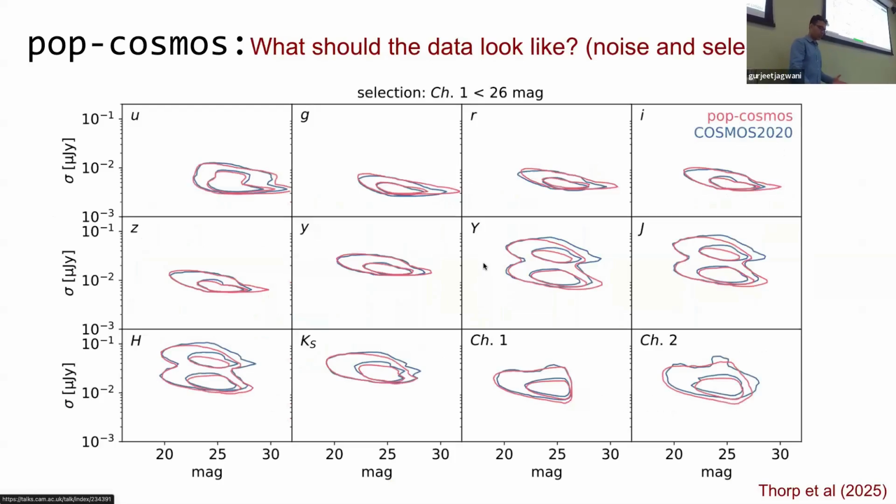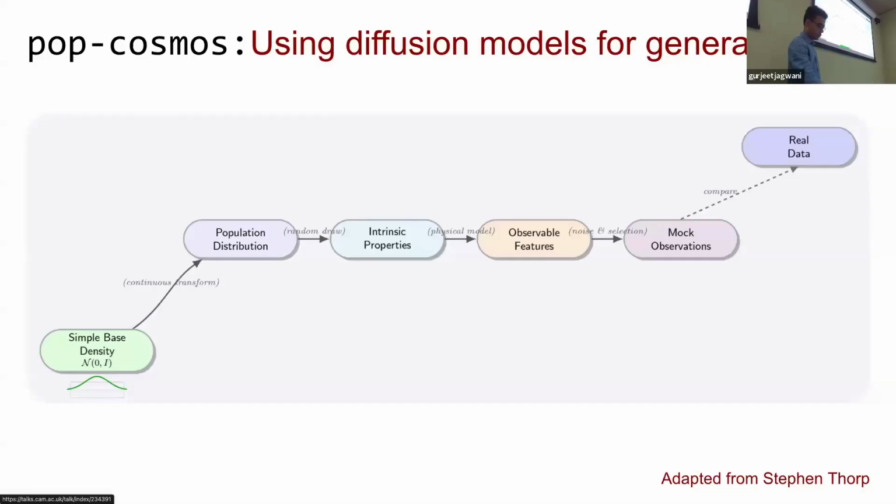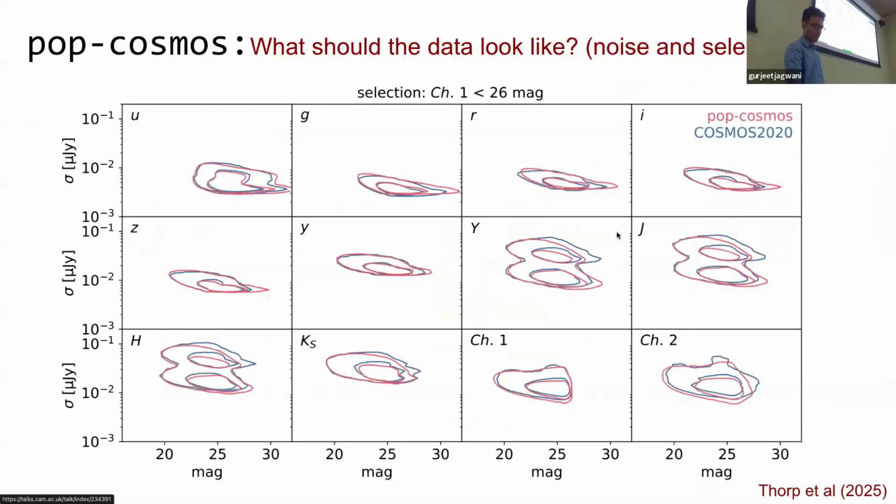So the next question is, what should the data itself look like? If I go back again and show this flowchart, we go from some random distribution, we put it in our emulator, we get some observable features, and then what we want to do now is add noise and selection cuts. Normally when you observe from a telescope, it's not going to be a perfect observation of the galaxy. There's going to be some noise. There's going to be some sort of selection effects happening. How do we incorporate that into the model?